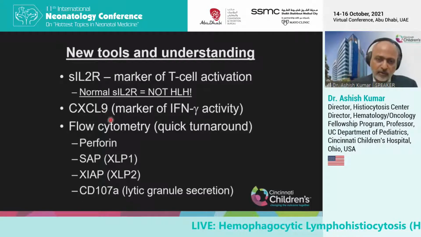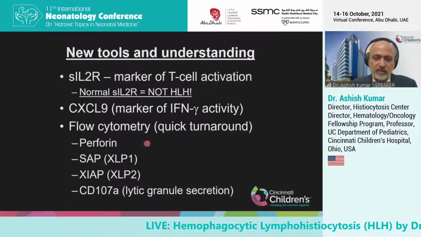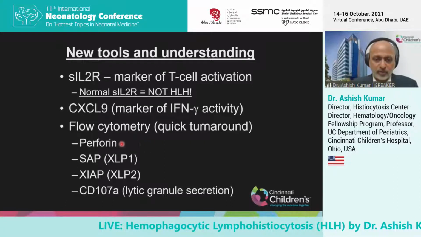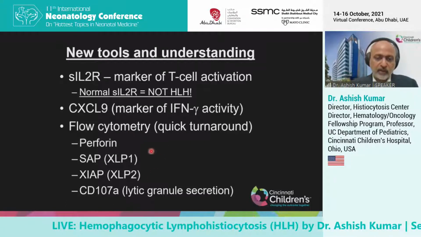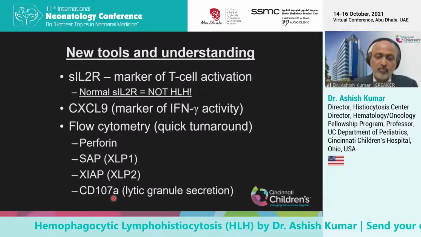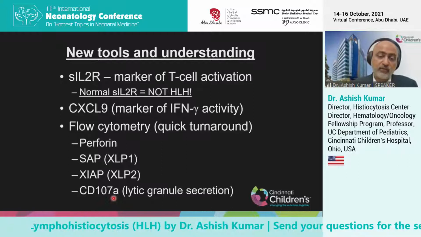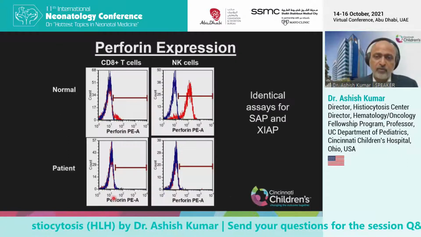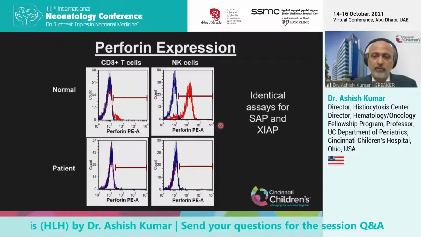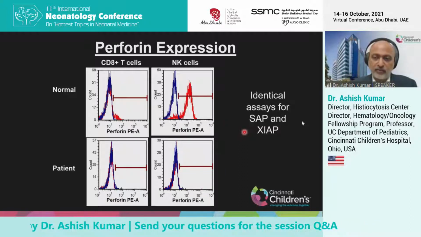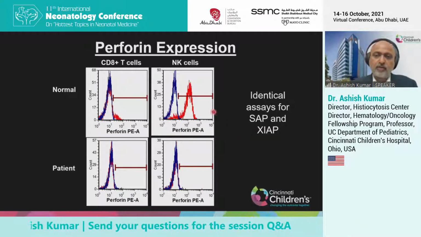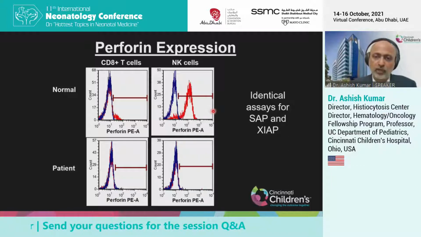And we now also have flow cytometry-based assays that allow us to measure perforin, the 2 X-linked proteins, and the whole movement of the cytolytic granules. All of this can be measured with flow cytometry very quickly. So here is one example of the flow cytometry analysis of perforin. So on the top is a normal individual, and what we're looking for is the red histogram.